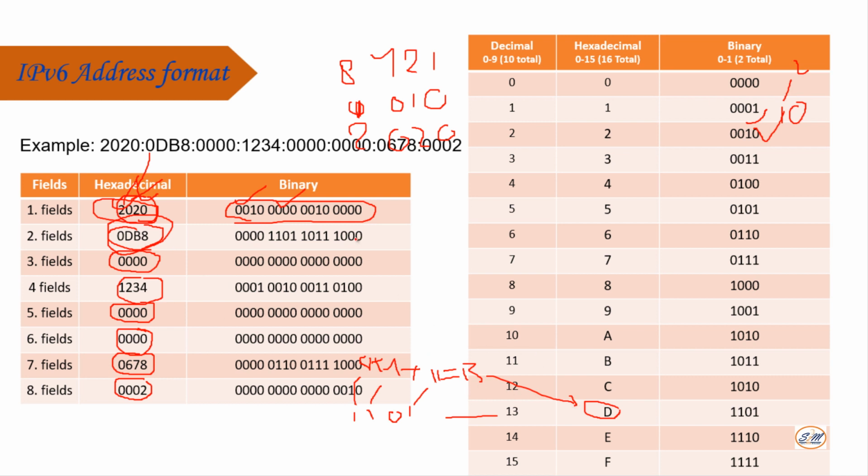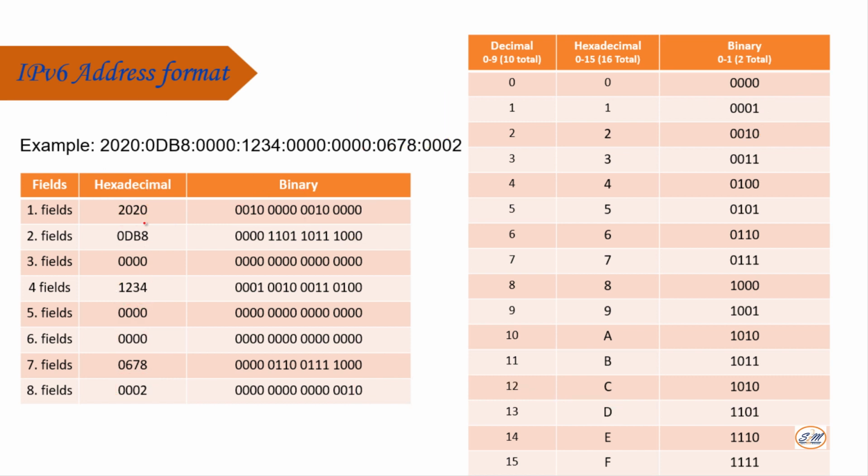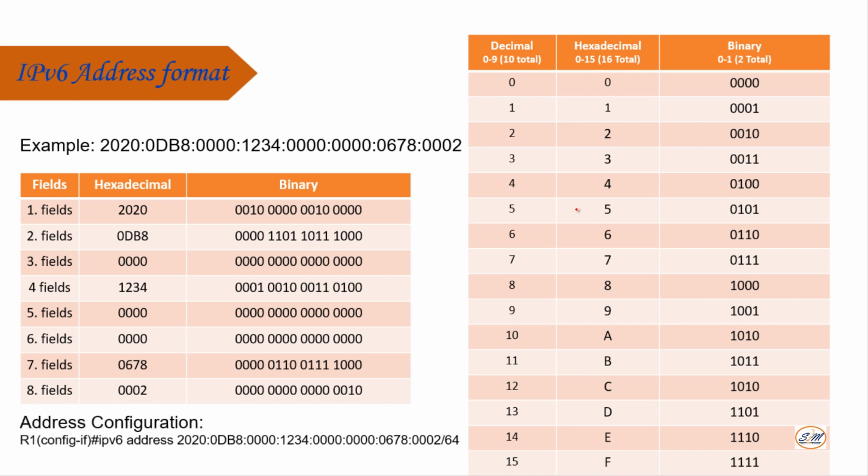This is the procedure, or the process, of how to convert hexadecimal into binary and binary into hexadecimal. Now let's jump to the next slides.